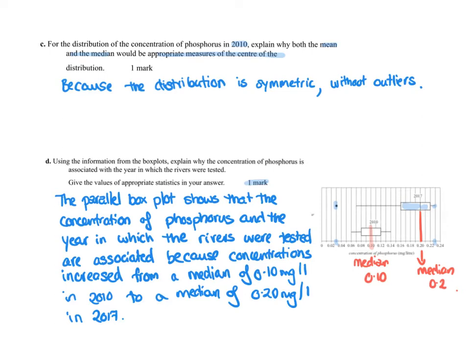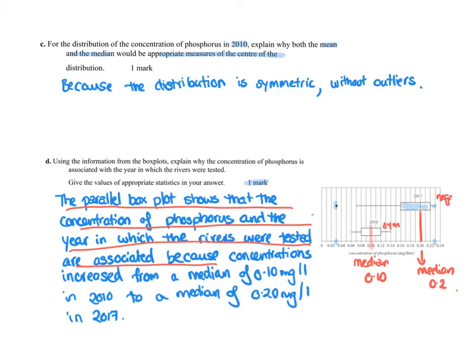So I said the parallel box plot shows that the concentration of phosphorus and the year in which the rivers were tested are associated because the concentration increased from a median of 0.1 milligrams per litre in 2010 to a median of 0.2 milligrams in 2017. Now, you could write this statement all the way up to here because, and you could say because the shape of the distribution changes from being symmetric and going to negative skewed. So that is still a fact that you're showing. Because it's only 1 mark, we just have to show one thing, so you could have done that.